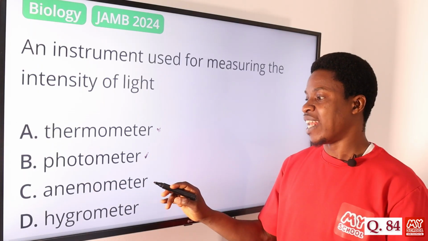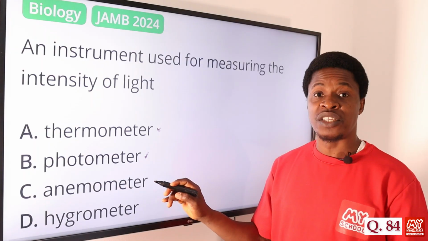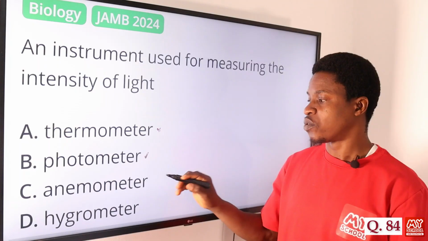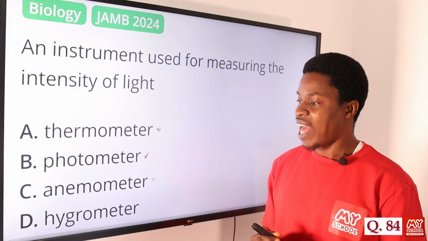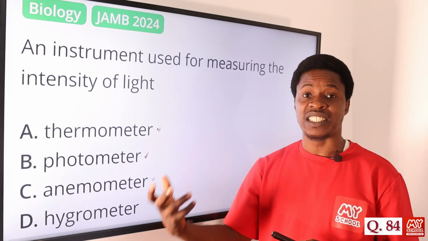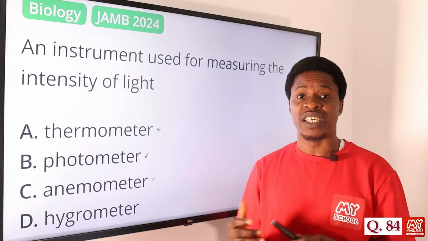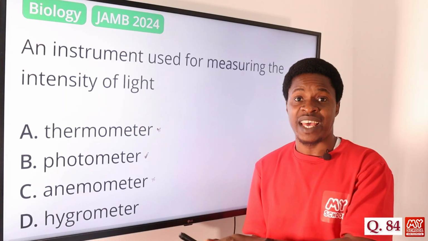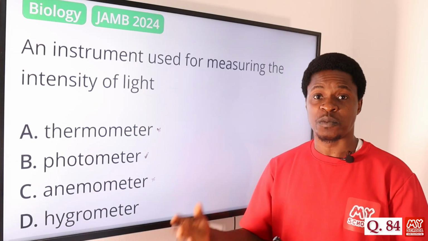Option C says anemometer. Anemometer measures the speed of wind and the direction the wind goes to. So this is also eliminated. And hygrometer is an instrument that helps in determining or measuring the amount of water vapor that is present in the atmosphere, in air, or the humidity that is present in air.